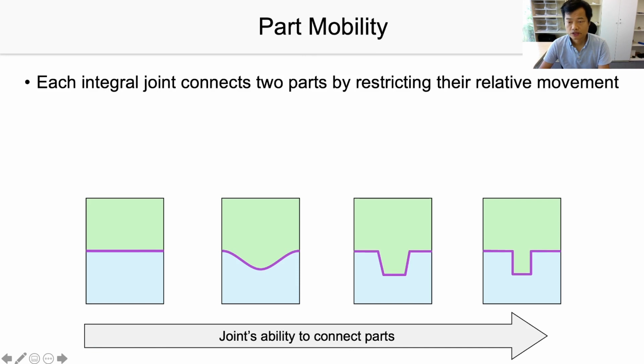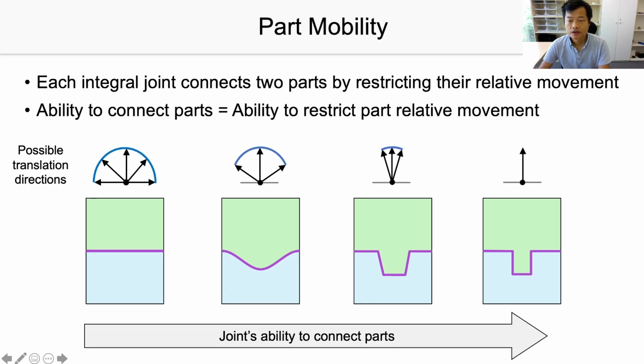Given joint geometry, we also can analyze its ability to connect two parts. Taking these four joints as an example, we can see that the joint's ability to connect parts becomes stronger from left to right. So how can we quantify the joint's ability to connect parts? Given a joint, its ability to connect parts can be quantified by its ability to restrict a part's relative movement.